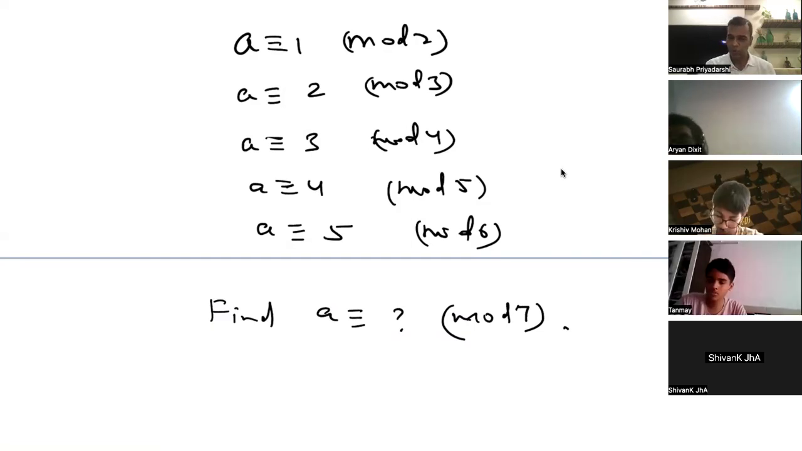A congruent to 1 mod 2, A congruent to 2 mod 3, and so on up to A congruent to 5 mod 6. Then we have to find what will be the remainder when we are dividing this by 7, mod 7.